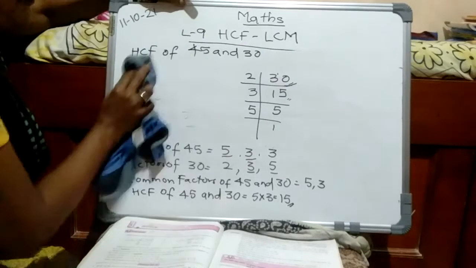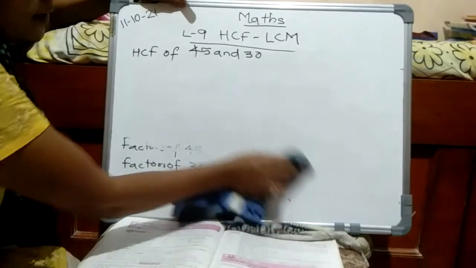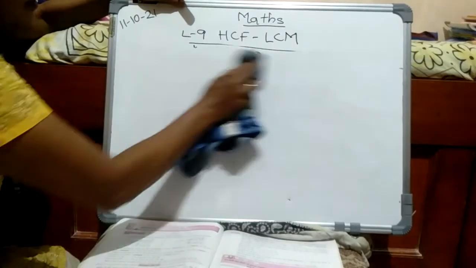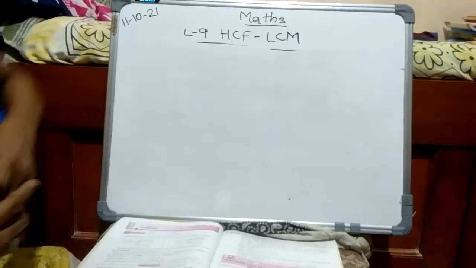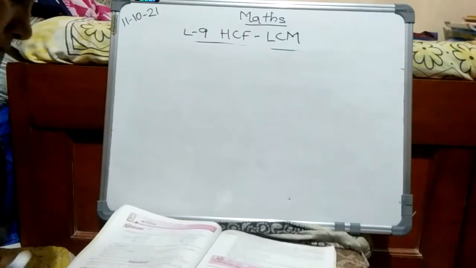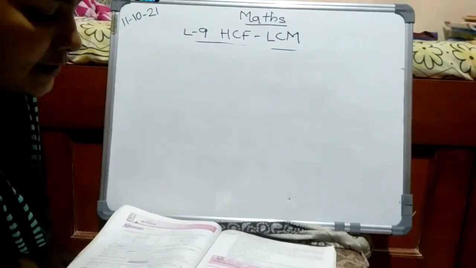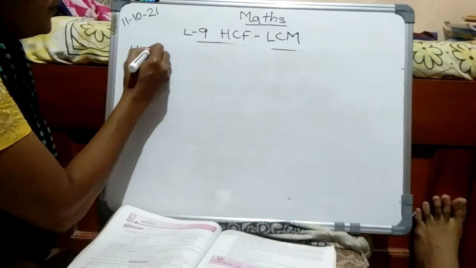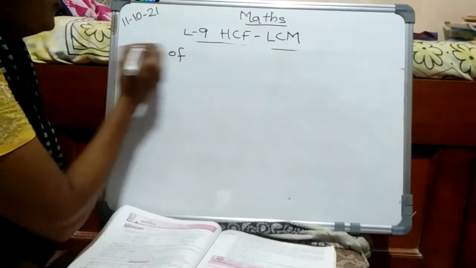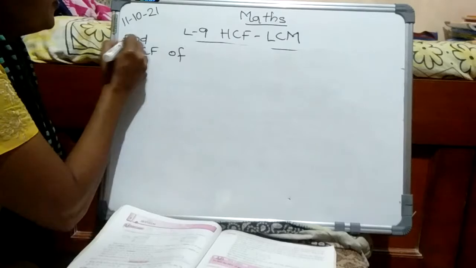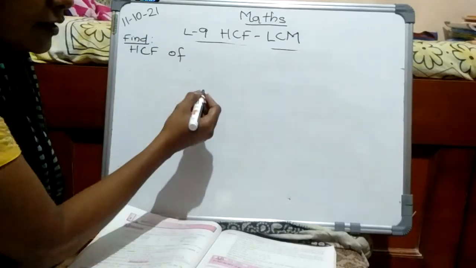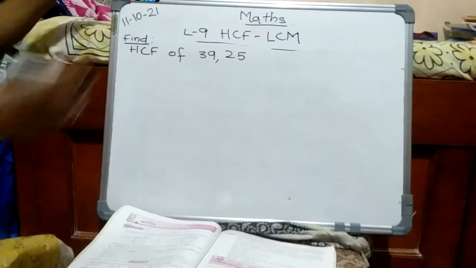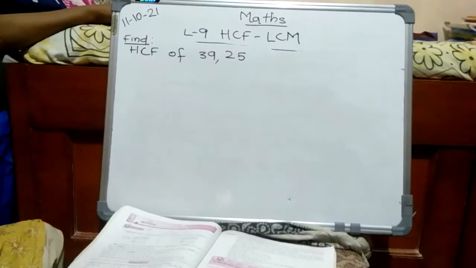HCF. Next is 39 and 25. Find the HCF of 39 and 25. Okay. First we will take what?